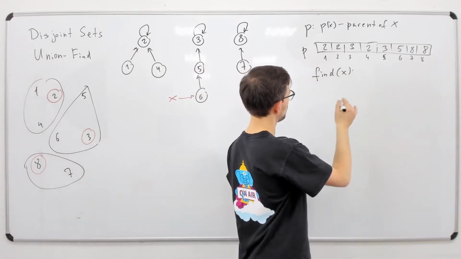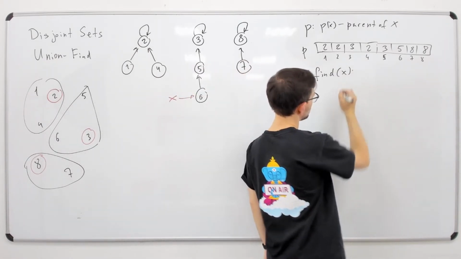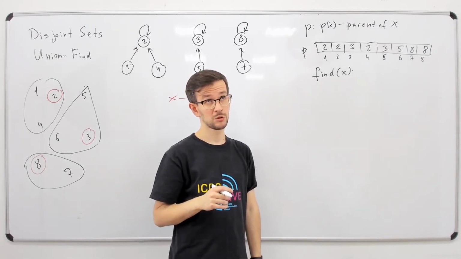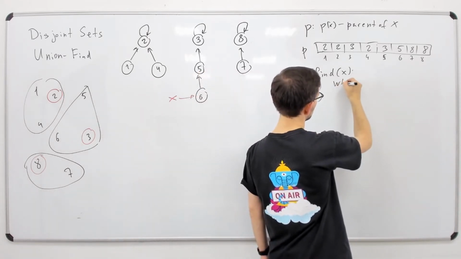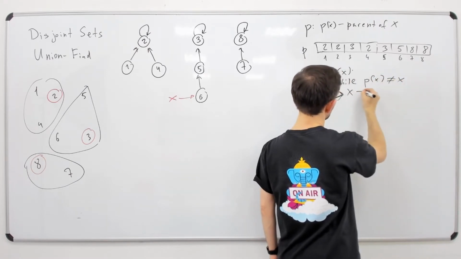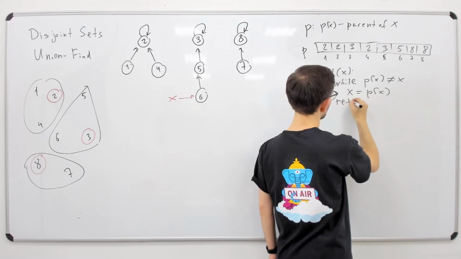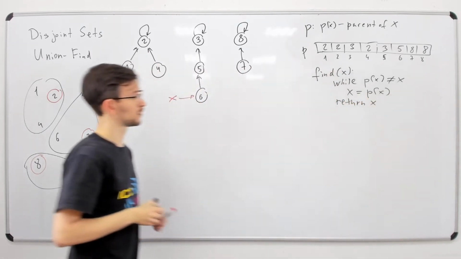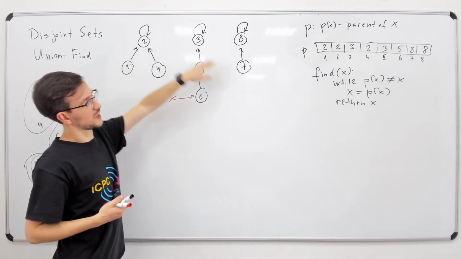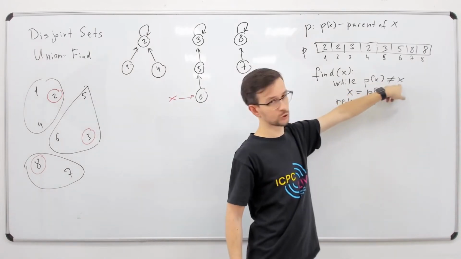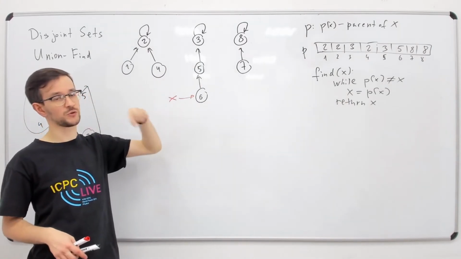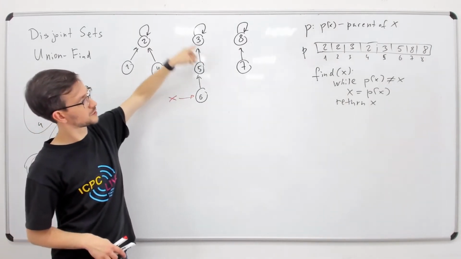Well, let's do it like this. Do you want to make it recursively or non-recursively? Let's make it non-recursively. So let's say while parent of x is not equal to x, move to the parent. Good enough. So we start from the element and go to the parent until we reach the element whose parent equals itself. And this element will be the root of the tree, because only the root has a pointer to itself. So we go to the root and then stop and return x.